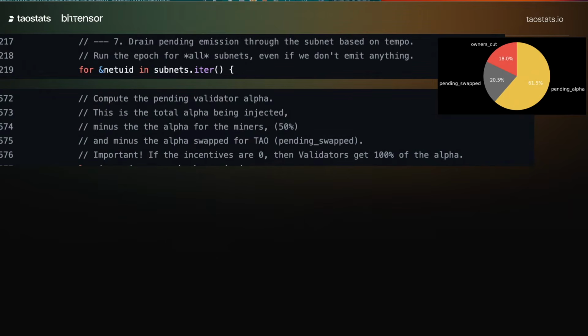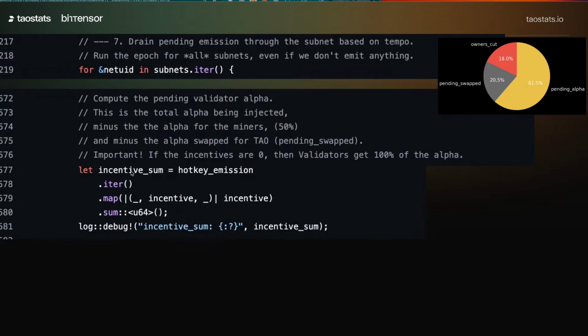Now the next step is, as you remember, this is all of the pending alpha. This is what got sold to root, but it should be 41/41 miners to validators. And so now we're going to find that other bit of validator alpha that's going to go to the alpha share of the stakeholders, and we're going to do that math now. The first thing we do is we get the incentive, so the miners' bit. And what's interesting is if there are no incentives, then all 82% here goes to the validators. So if this incentive sum is 0, then it all goes to the validators.